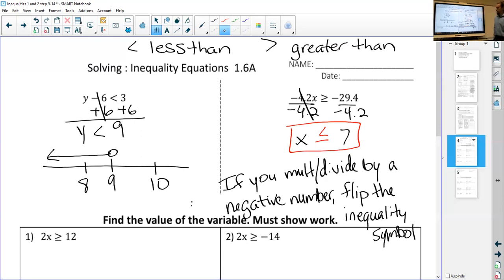Okay? So the only time you're going to flip this is if you multiply or divide by a negative number. Notice over here we subtracted, we got rid of a negative number, but that doesn't change our sign, we don't care. The only time this switch happens is if you multiply or divide by a negative. Okay.